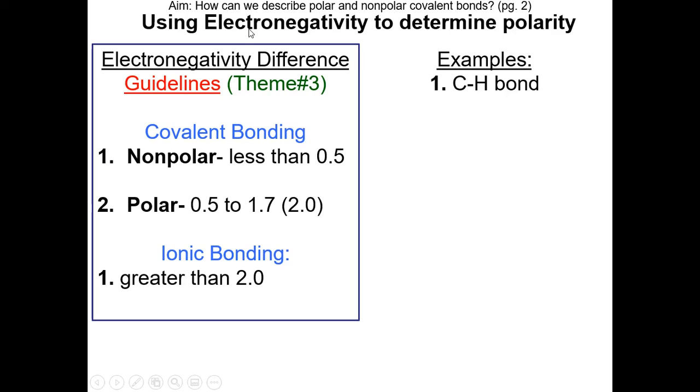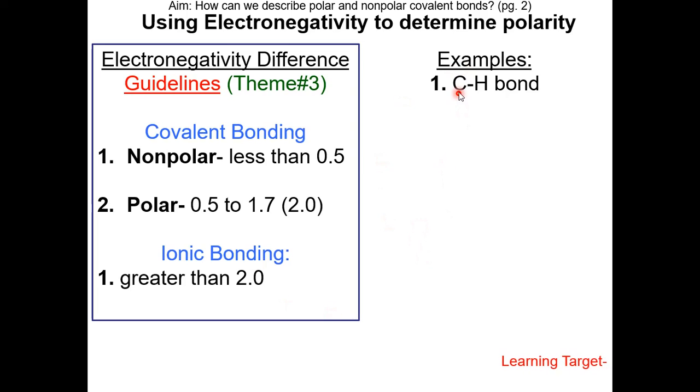Let's review the guidelines again. You must calculate the electronegativity difference in order to determine if a bond is polar or nonpolar. For covalent bonding, if the difference is less than 0.5, then it's considered nonpolar. If the difference is between 0.5 to 1.7 or 2.0, it's considered polar. You can use either one. There's always going to be exceptions to guidelines. That's theme number 3. You won't see any exceptions on the exam and on the Regents, so just follow these guidelines. If the electronegativity difference is greater than 2, then there might be an ionic bond.